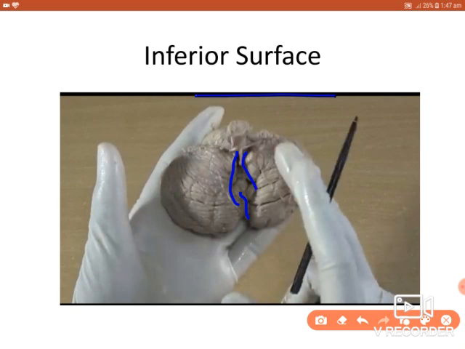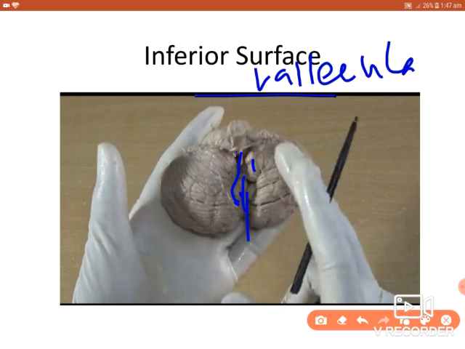Here this fissure is called the vallecula. The vermis lies deep to this vallecula. This is the vermis, and the fissure here is called the vallecula. Then this is towards anteriorly, posteriorly. Here this is the posterior lobe.